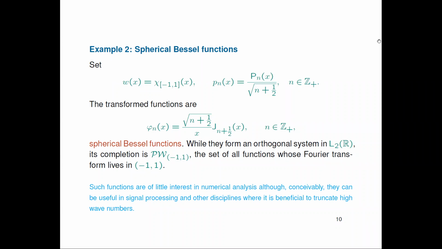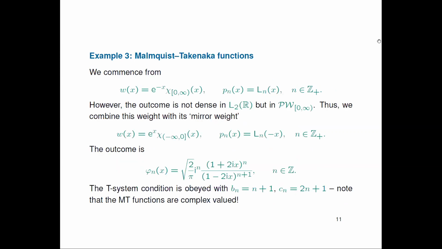So as far as I'm concerned, these functions are of no interest in computation, but on the other hand, they can be of great interest in signal processing, where one is interested in band-limited functions, but it is not something I understand well, so let's forget it for the time being.